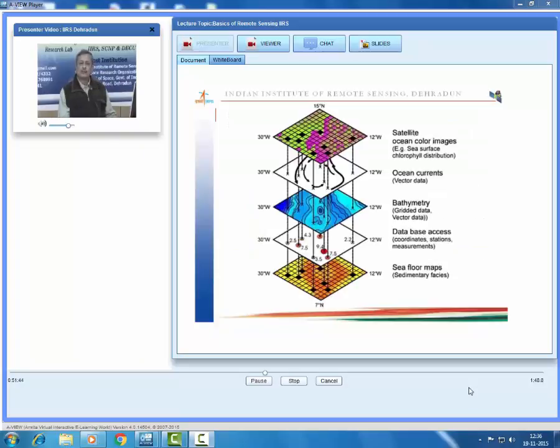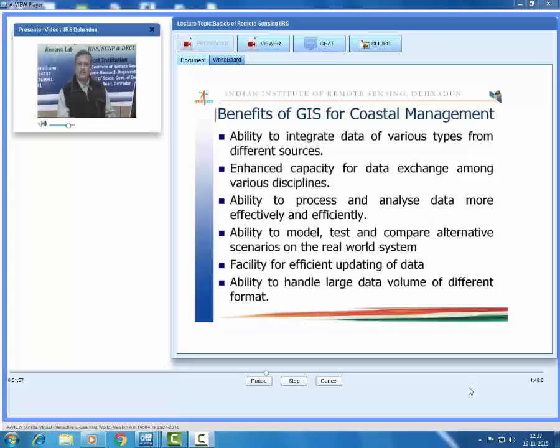So this is a simple GIS structure, with various kinds of raster and vector data incorporated in different layers, and finally we try to get some scientific observation out of this. This is the benefit of GIS for coastal management: integrate data from various different sources, enhance capacity for data exchange among various disciplines, and the ability to process and analyze data effectively and efficiently.